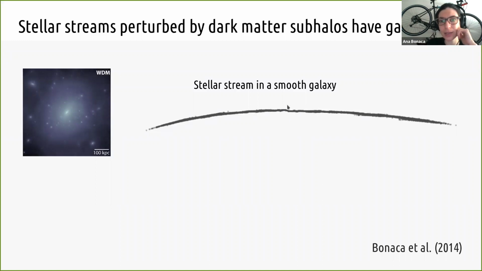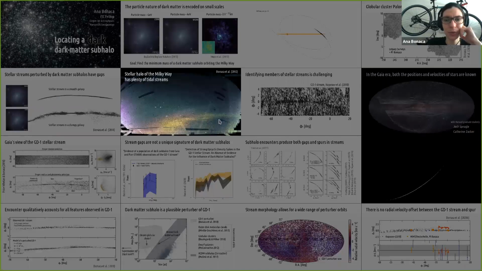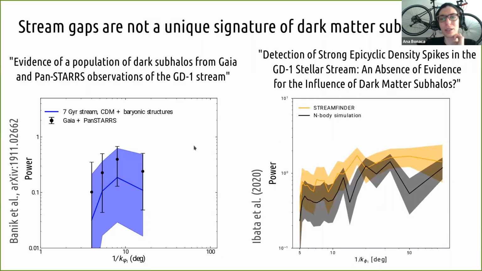I guess in this case, how pronounced those are depends a little bit on the mass of the cluster. Here they're not pronounced as much, but Rodrigo Ibata and his group are showing that you can find properties of the progenitor that would produce stronger variations. So what they're saying is that strong epicyclic density spikes could explain at least part of those variations in the data.